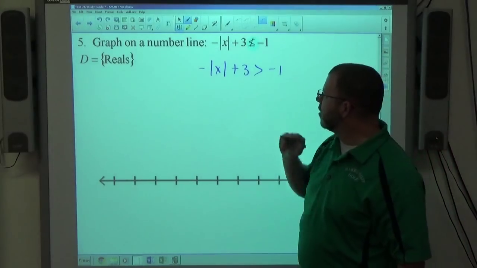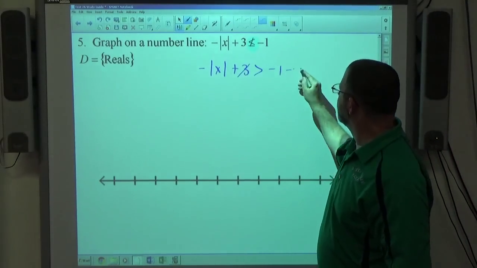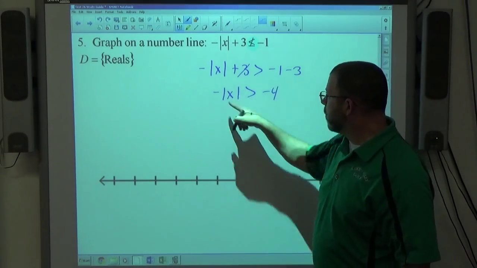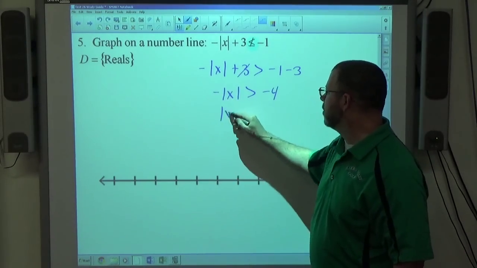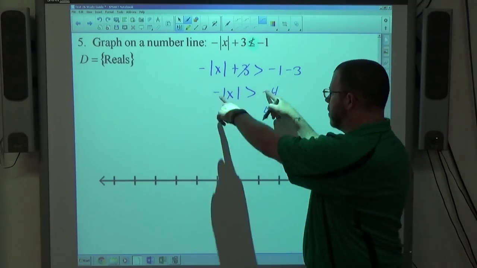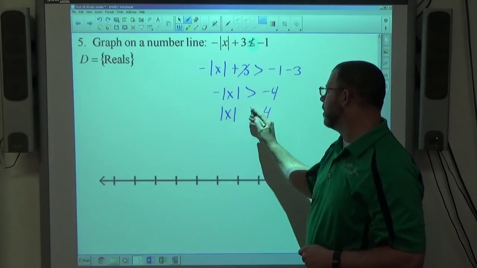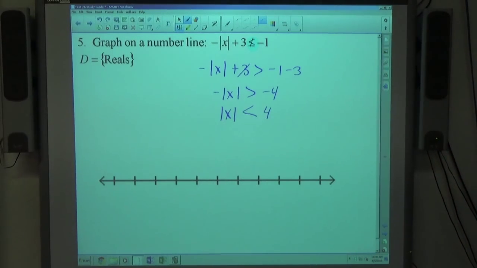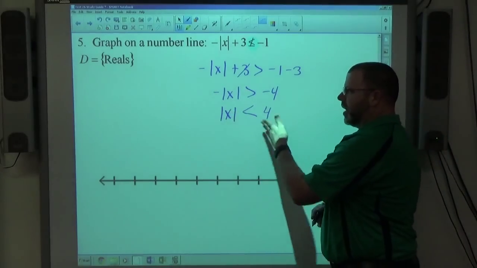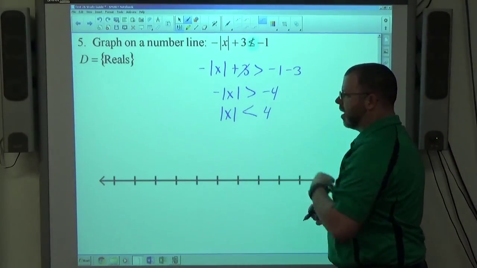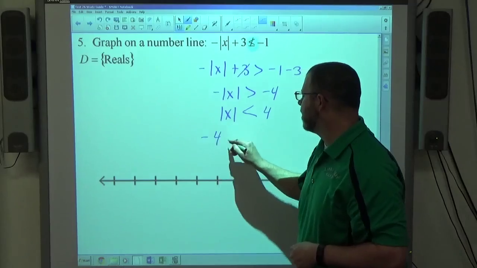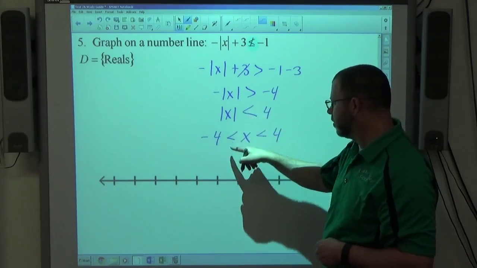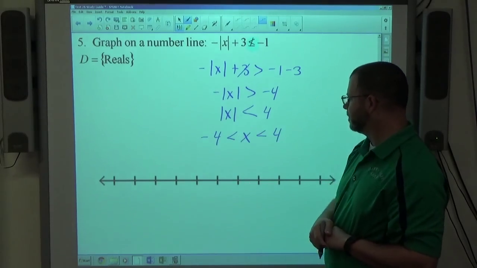Then I want to get the absolute value expression isolated, so I'm going to move the 3 over here. Minus the absolute value of x is greater than -4. Then I want to change it because I want that to be positive, so absolute value of x and +4. Change both signs. Changing signs in an inequality creates a flip of the inequality symbol. Then we get to our 4 case possibilities. Less than a positive number, the way we handle that is negative number, less than x, less than positive number. If it said less than or equal to, this would be less than or equal to, less than or equal to.